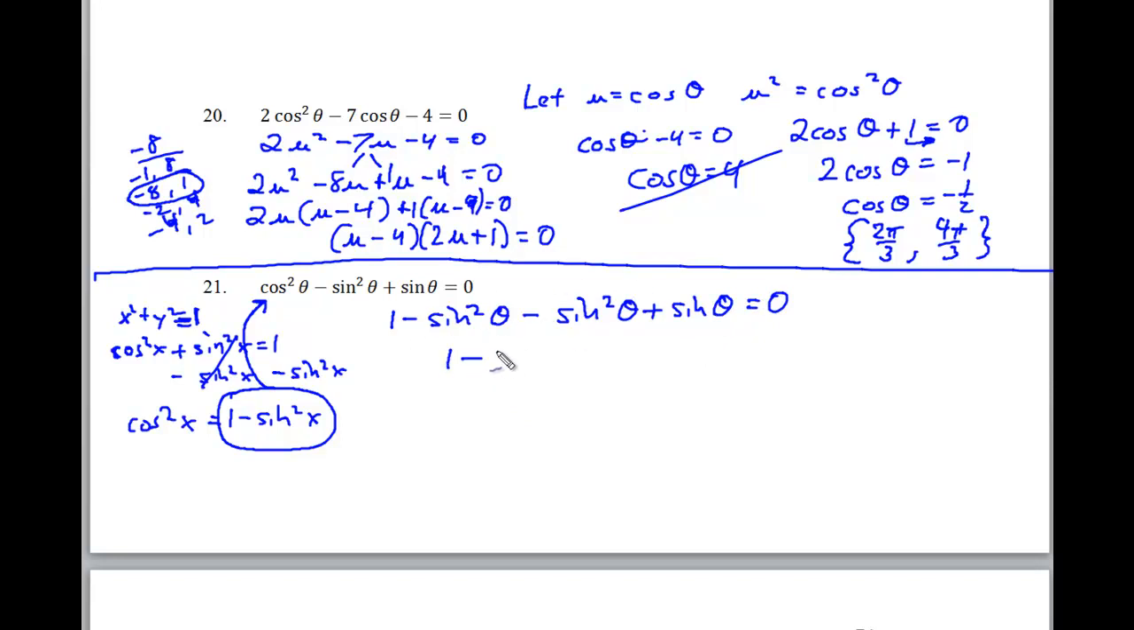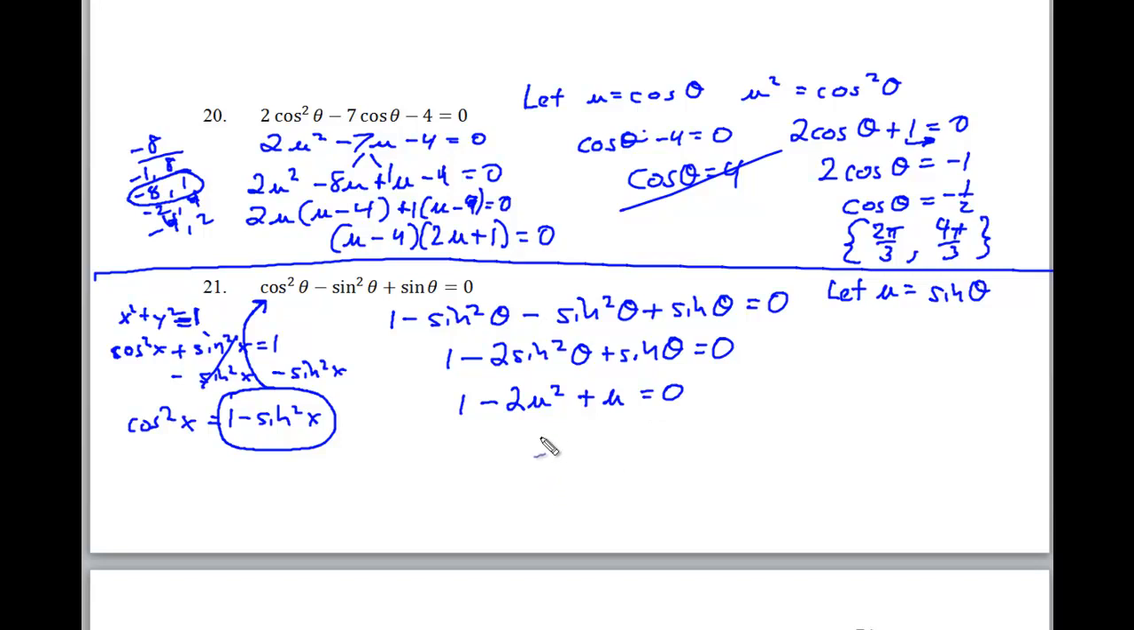I'm going to have 1 minus 2 sine squared theta plus sine theta equals 0. And when I have a sine squared and a sine, I am going to have to do substitution again. I'm going to do substitution right now at this step to make things a little easier to see. So I'm going to let u equal sine of theta. This means I'm going to have 1 minus 2u squared plus u equals 0.